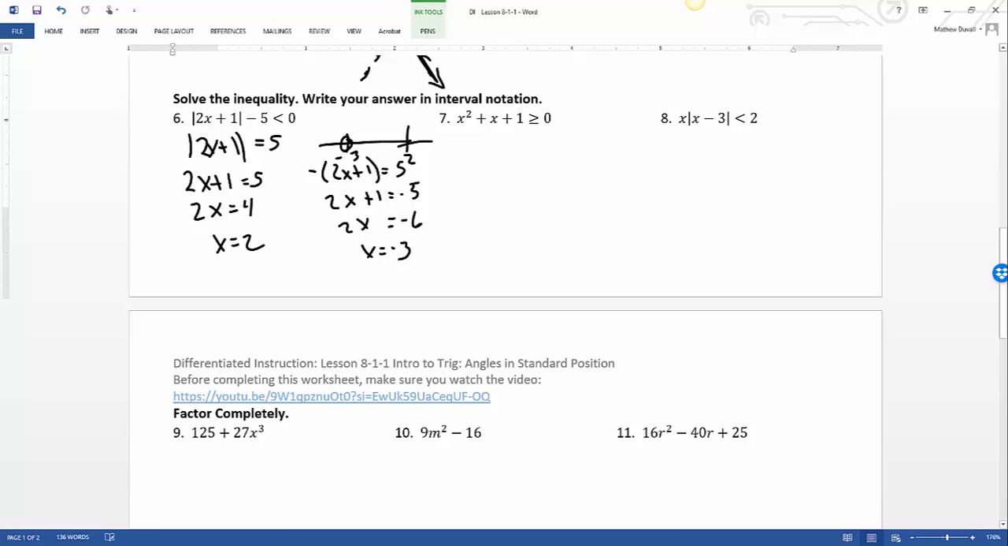Open circle. Now we test true or we test false. If I plugged in negative 4, you're going to get false. If I plugged in 0, 0 plus 1 minus 5 is less than that, which is true. If I plugged in 3, 7 minus 5 is 2. 2 is not less than 0, so that's false. And so your answer is going to be from negative 3 to positive 2.